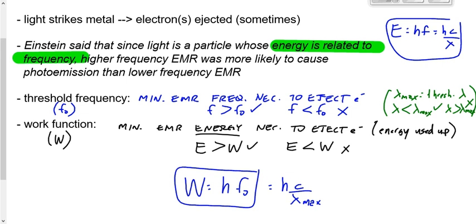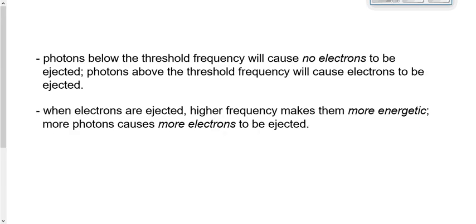Now, clearly, we've already established this. You can write down what you need to write down or not write down what you don't need to write down of this if you've already taken some notes on this, whatever you need to do. If your photons are below the threshold frequency, no electrons will be ejected, right? We said if F is less than F0, nothing happens, right? We've already established that, right? Photons above the threshold frequency will cause electrons to be ejected. So if F is greater than F0, it's a check mark.